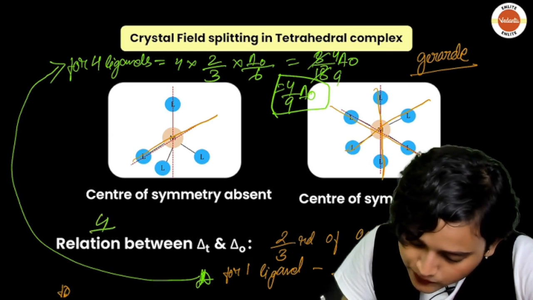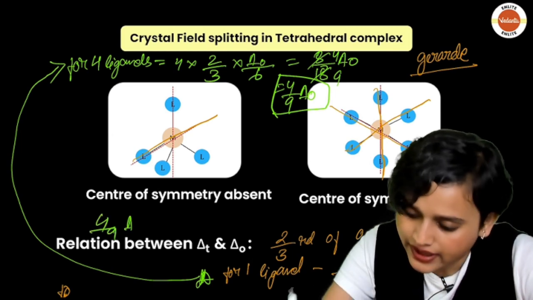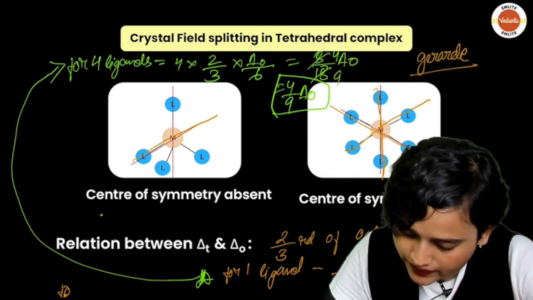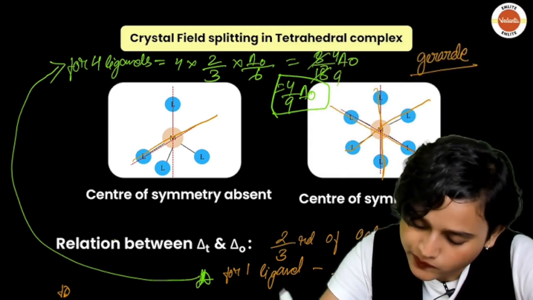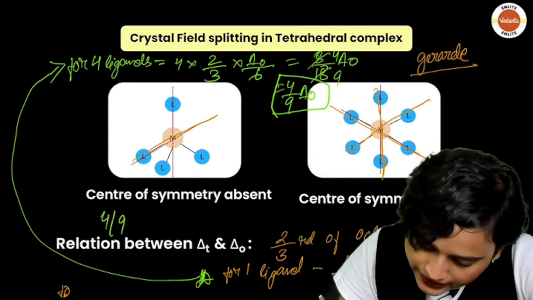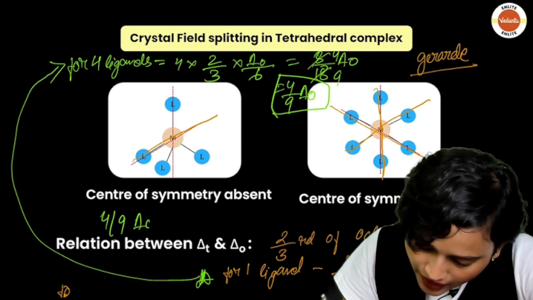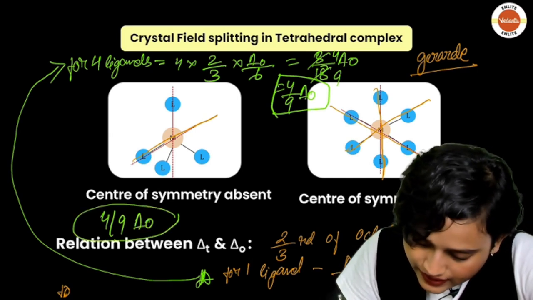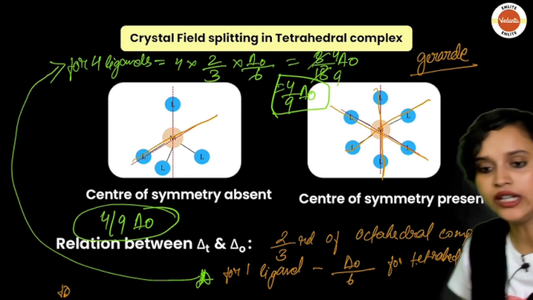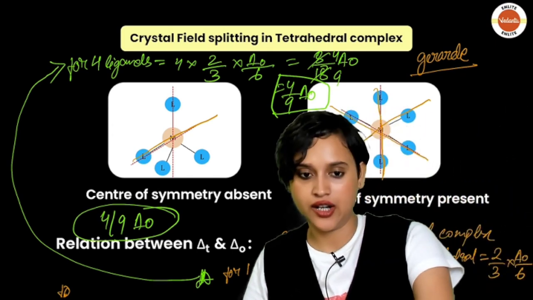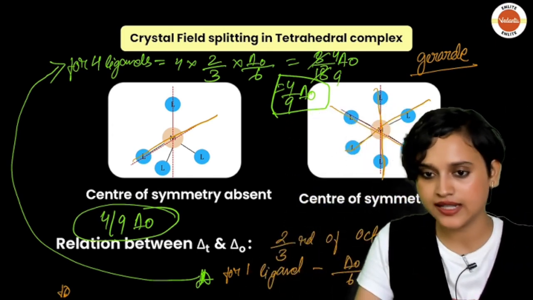Let me write it down properly. It will be 4/9 delta octahedral. Yes, this is the relation, everybody. Got it, guys? Is this clear? All right.